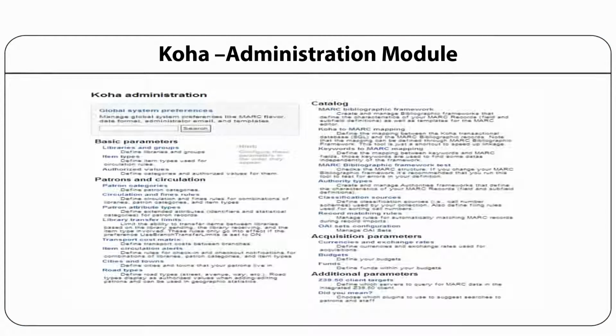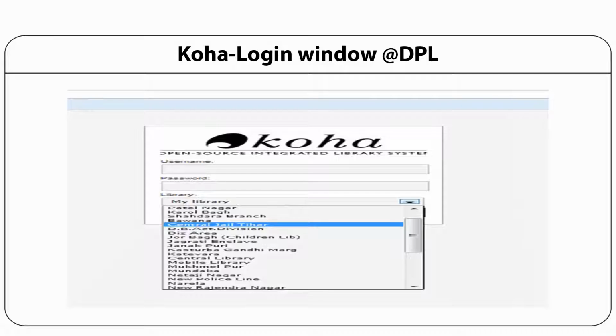The screen shows the administration module of Koha, which shows the basic parameters for patrons and circulation. It also displays the parameters of catalog, acquisition, and additional features. The screen shows the login window of Delhi Public Library showing all the member libraries.